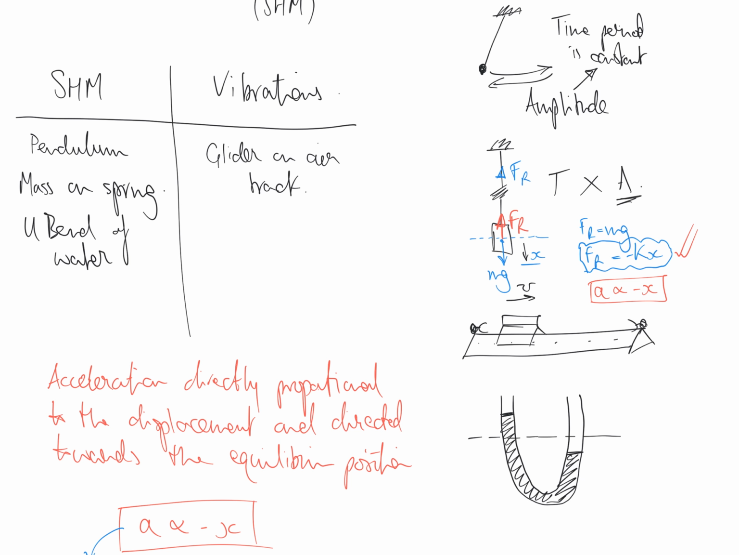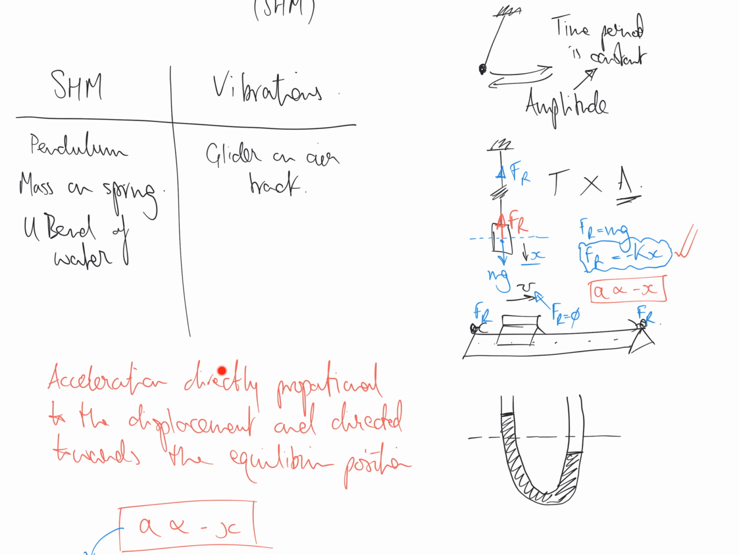What happens with the glider? Well, yes, there is a force here, and there's a resultant force there, but in between, the resultant force must be zero in order to have constant velocity. Newton's first law. So therefore, it's not directly proportional.